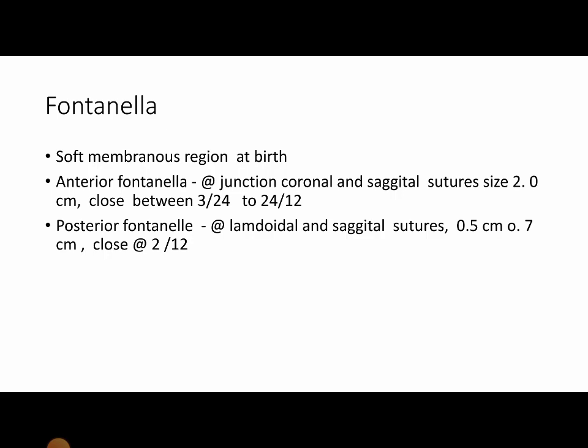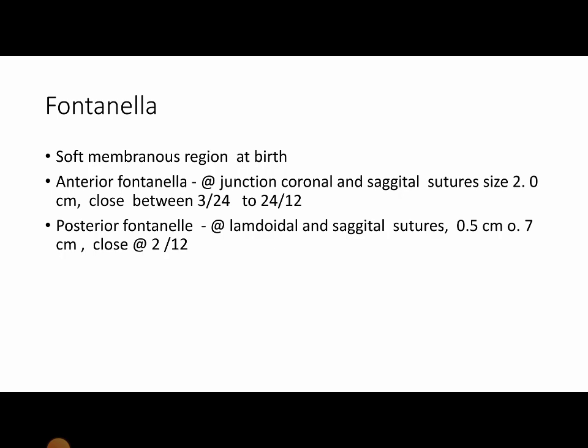And then there's a structure called fontanella. They are soft membranous regions present at birth. Anterior fontanella is the area at the junction of the coronal and sagittal sutures. The size is around 2 centimeters. It closes normally between 3 months and 2 years of age.